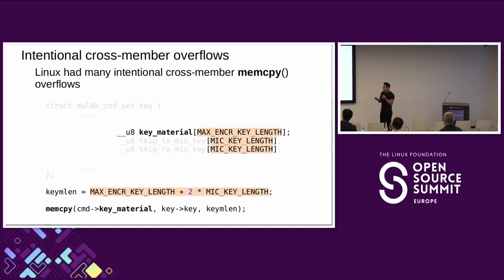And that's correct. However, if we want to use __builtin_object_size in mode 1, we are going to get a lot of false positives in the kernel, right? Because a lot of code that writes across multiple members in the same structure is correct. They are doing exactly what they should do. Okay, so what can we do about this issue? And again, we ran into this problem, of course, and we saw a lot of false positives.